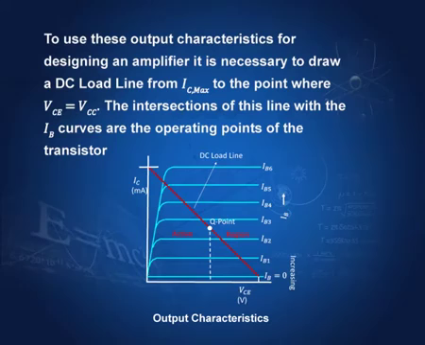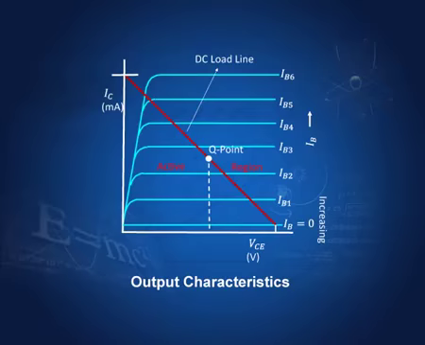And then we draw a line. This is known as the DC load line, and this is from IC maximum, that is this, to the point where VCE is equal to VCC. VCE is equal to VCC means there is no resistance here, and this is the line from maximum IC to maximum VCE. All points where the load line intersects these curves are the operating points for the transistor. But the most important of these operating points is somewhere in the middle, called the Q point or quiescent point.